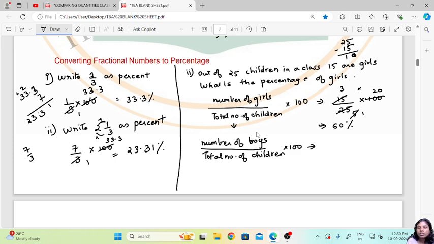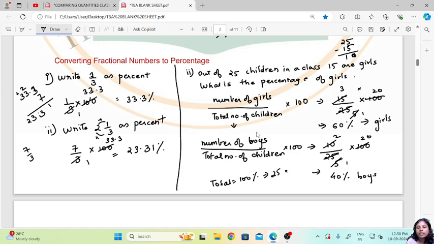So the number of boys is 10 upon total number of students is 25, multiply by 100. Again 5 5s are 25, 5 2s are 10, and so we have 40% of boys. So 40% boys and 60% girls. If you add both of these, it will come to a total of 100%. That is how much? 25 students.